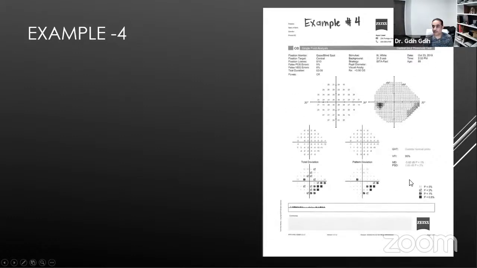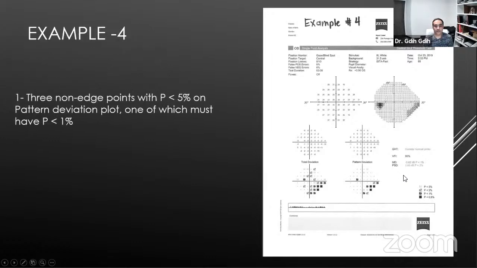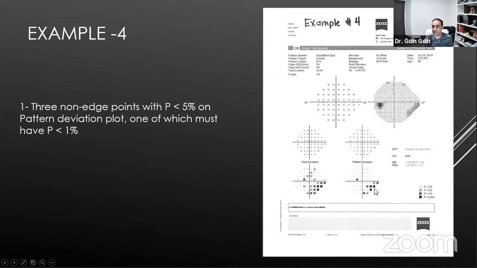We'll take this example now. First point, let's count. Those are edge, we cannot count them. So we have 1, 2, 3, 4, 5. So we have more than what we need. This one we cannot count because it's separated or surrounded by normal areas, so we cannot take it into account.